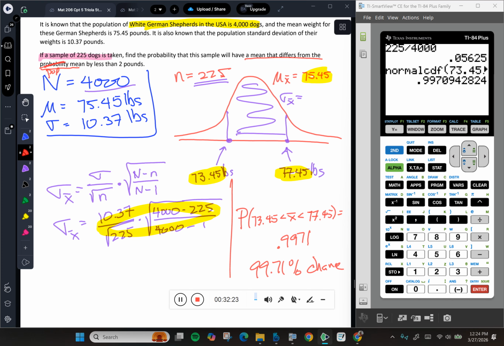What does this tell me? Well, if I were to go out and grab a sample of 225 from the population of 4,000 white German Shepherds, to weigh each dog and find the mean of those dogs' weights, I would have a 99.71% chance that the mean weight of that sample would fall between 73.45 and 77.45 pounds.